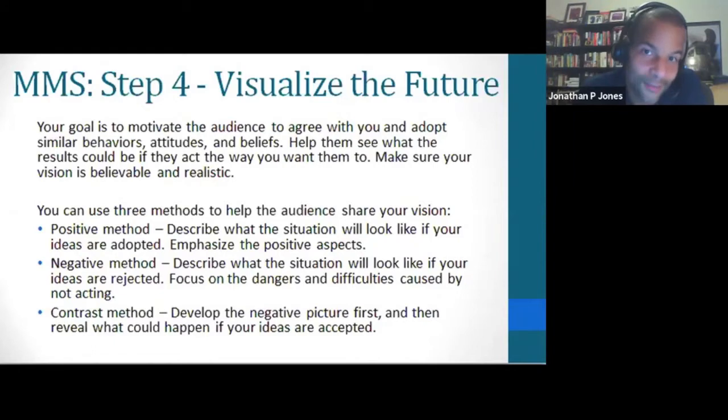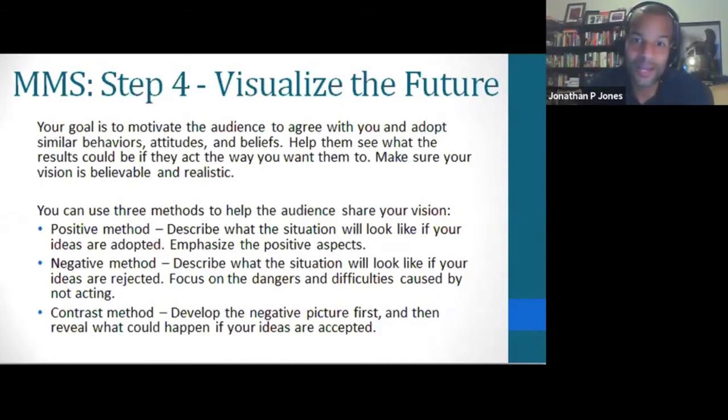You can take a negative approach. If you don't listen to me, it's going to get worse. Okay, negative. Or you could do both. Develop the negative picture first and then reveal what will happen if your ideas are accepted. So if you do both, all right, so if we don't do something about this cyberbullying, more people are going to die, more kids are going to be depressed, it's all going to be terrible. But if you do take my advice, imagine what that future will be like.